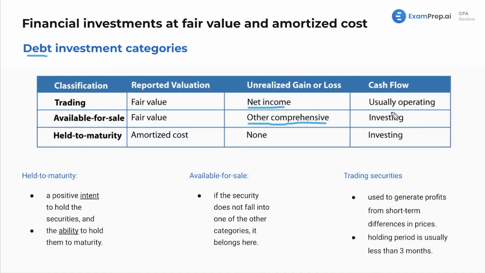Where do you report them in the statement of cash flow? Not as important as these two columns, but just here for your understanding. Trading securities, we use these to generate profits from short-term differences in prices, right? So you're thinking about like you're trading stocks, you're trading bonds. Holding period is usually less than 3 months. I'm going to jump over here because if it doesn't fall into one of these two categories, it's in the middle as available for sale.